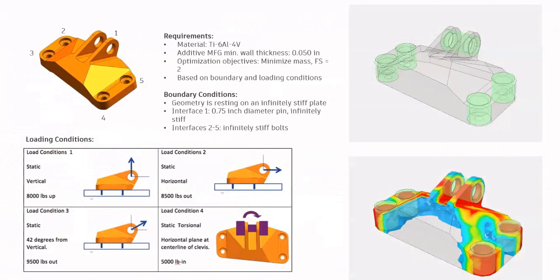So for the GE bracket itself, they provided all this information to the community. They were looking at a titanium material that had additive manufacturing requirements, that had a factor of safety, and then all of those loading conditions that you see on the lower left-hand side of the screen. So this is what we'll be walking through on how to set up this problem.